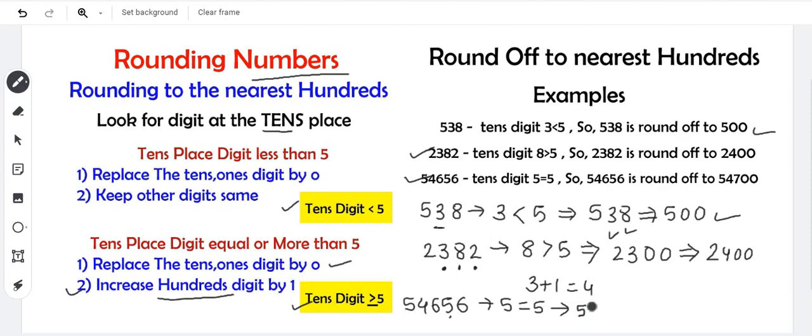So 54,600. Okay, and the second step is increase hundreds digit by 1. Hundreds digit is 6. So 6 plus 1 is equal to 7. It means 54,700. So 54,656 is rounded off to 54,700. Let's come to the next topic.